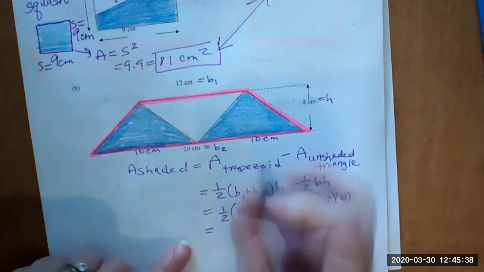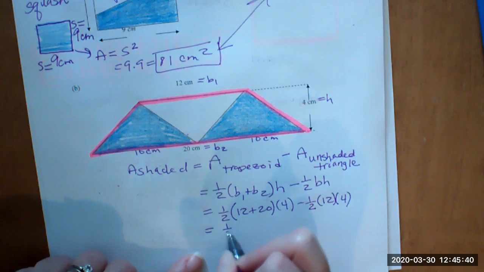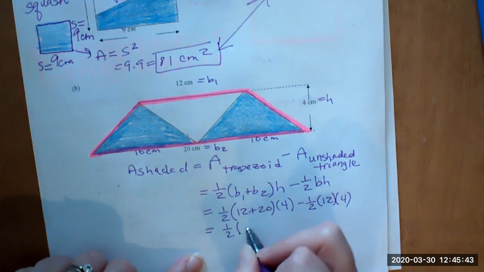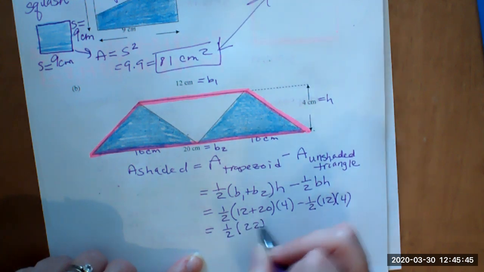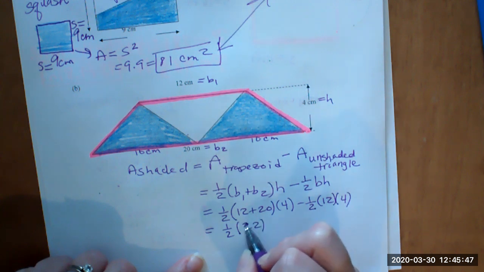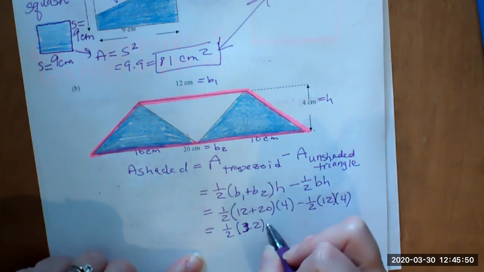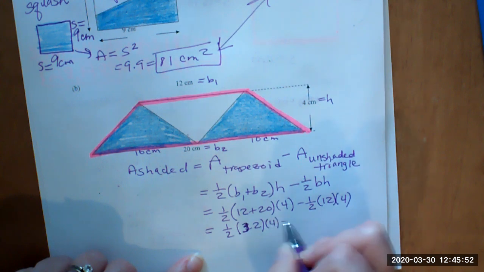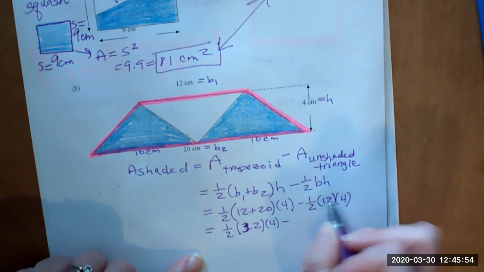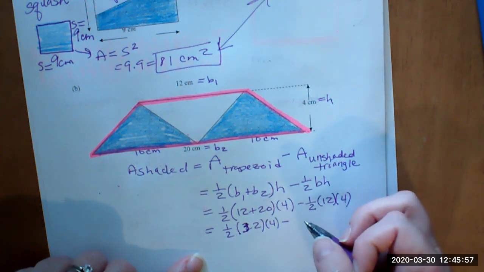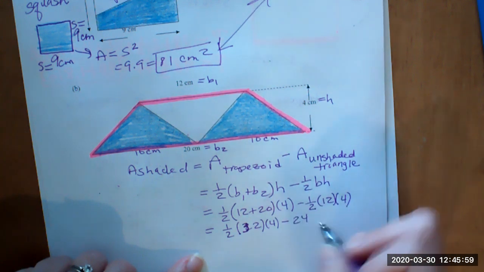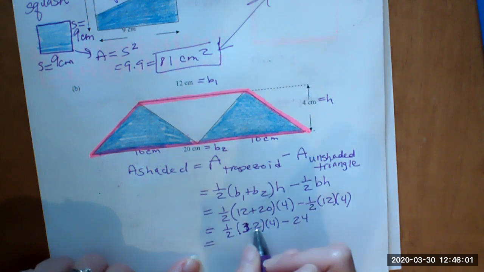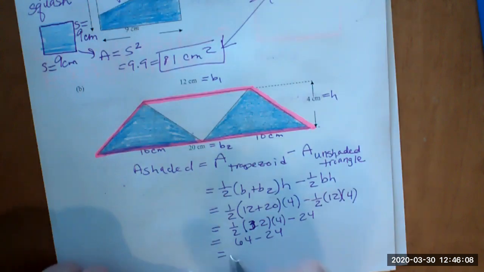Okay, so we've got 1/2 of 22, or excuse me, 32, times 4 minus 1/2 of, we can just multiply that together, 1/2 of 48, which is 24. And 1/2 of 32 is 16, times 4 is 64. So 64 minus 24 is going to give us 40 square centimeters. Okay.